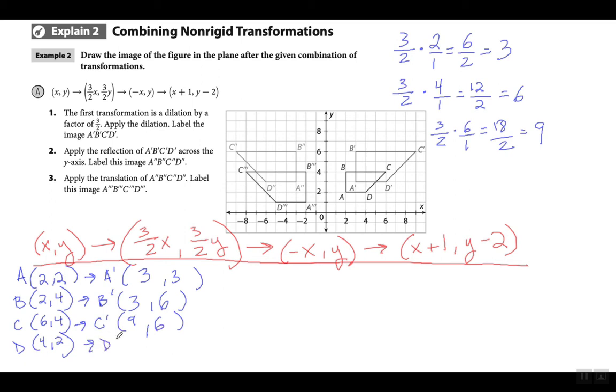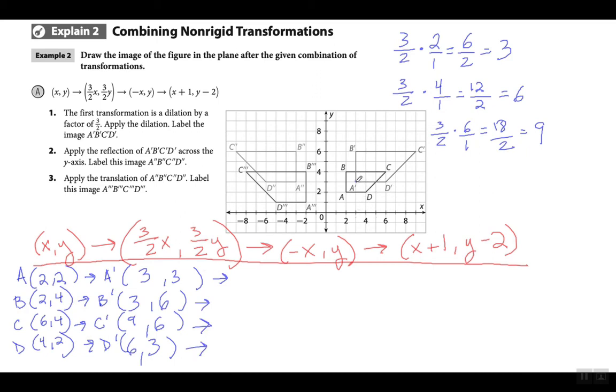And this one, we've already done it. So 4 times 3 over 2, we did it here. It gives you 6. And 2 times 3 over 2, I already did it up here. It gives you 3. Alright, so those are my coordinates. And if you check, they all work out.